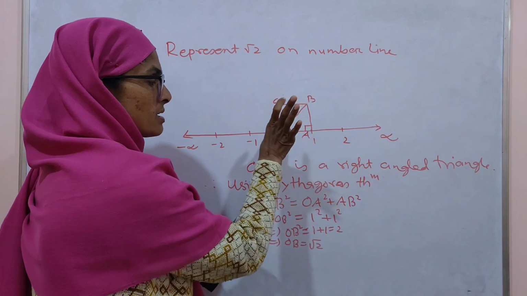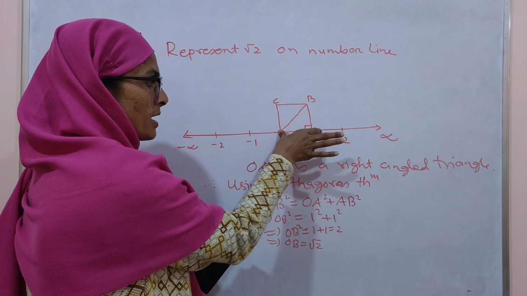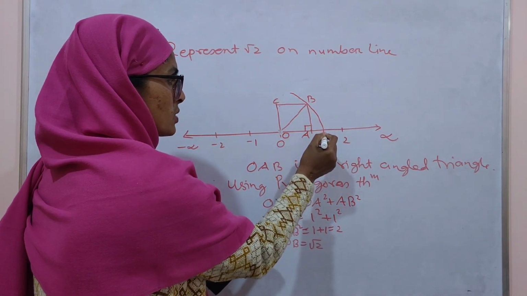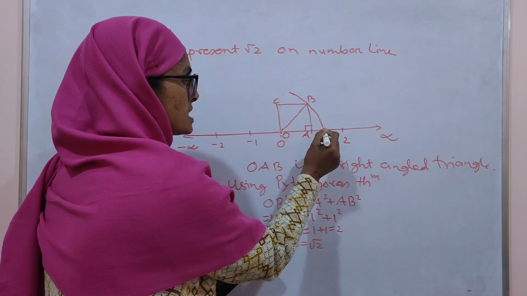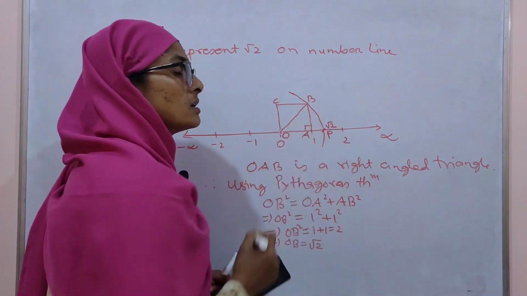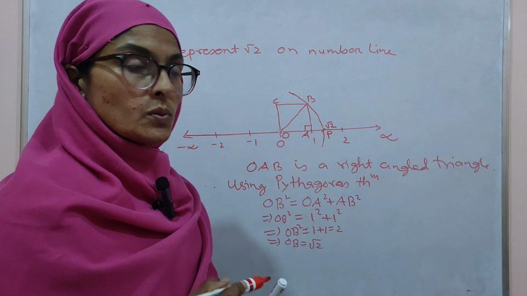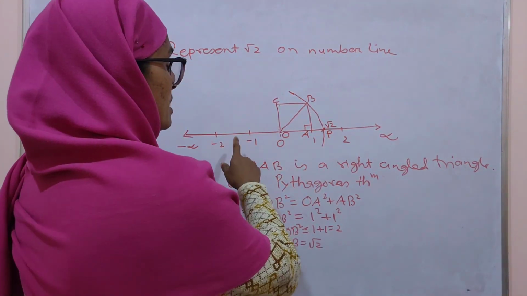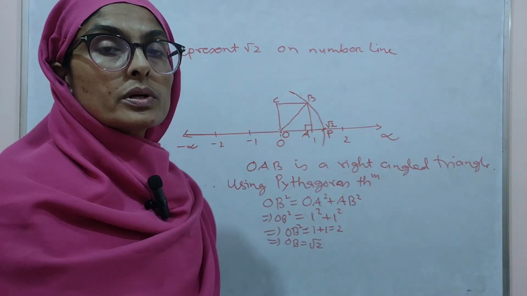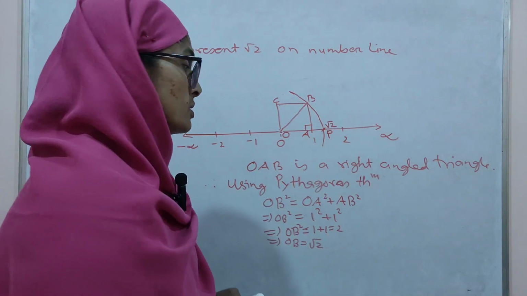Taking O as center, draw an arc in this way with the compass. Say this point is P. This point is root 2 on the number line. So I have discussed how to represent root 2 on the number line. In your book this is also given, and root 3 is also given. You can check your book.